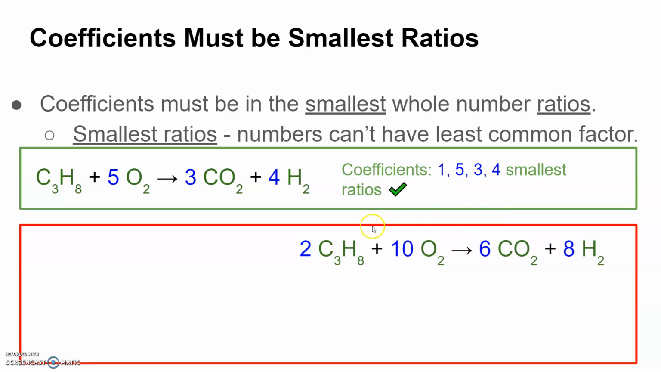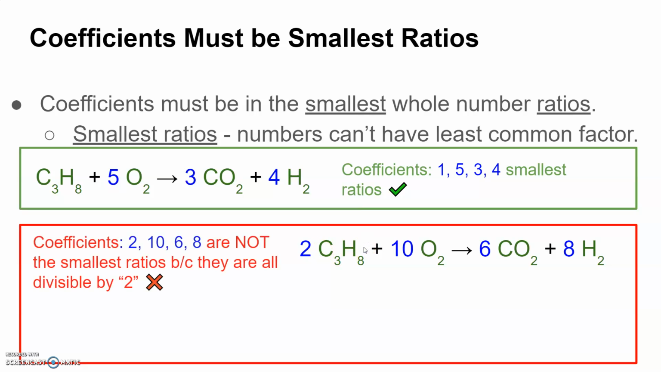So let's say you balance the equation, you get the coefficients to be 2, 10, 6, and 8. Now, in terms of the number of atoms being the same on both sides of the arrow, this is true in this equation. You have the same number of carbons, hydrogens, and oxygen on both sides of the arrow. However, the coefficients are not in the smallest ratios because they're all divisible by 2. We can simplify or reduce these coefficients by dividing them all by 2. So this would not be an allowed balanced chemical equation.